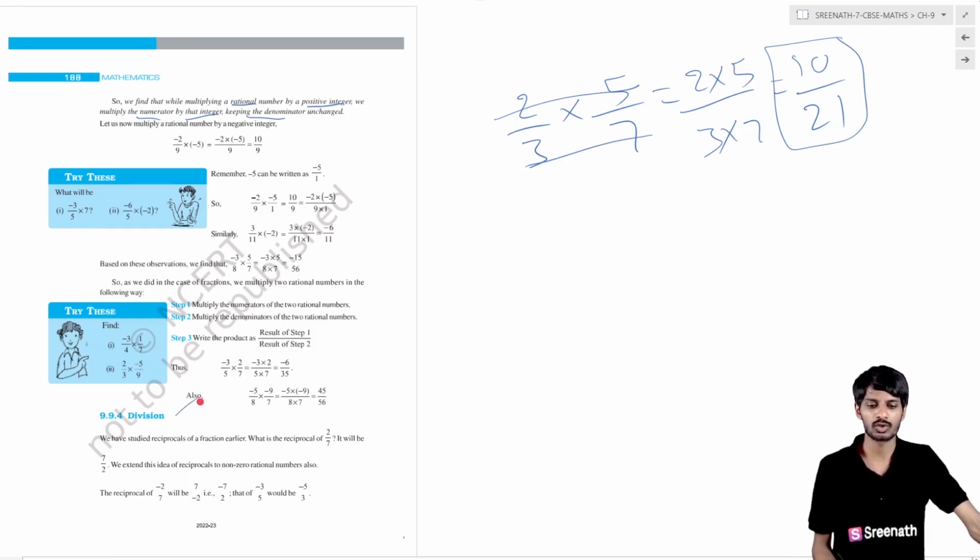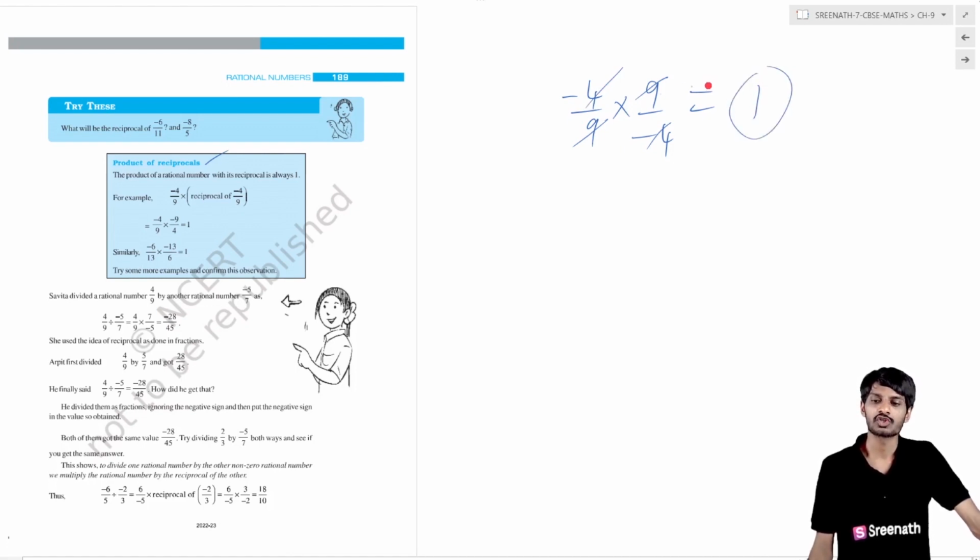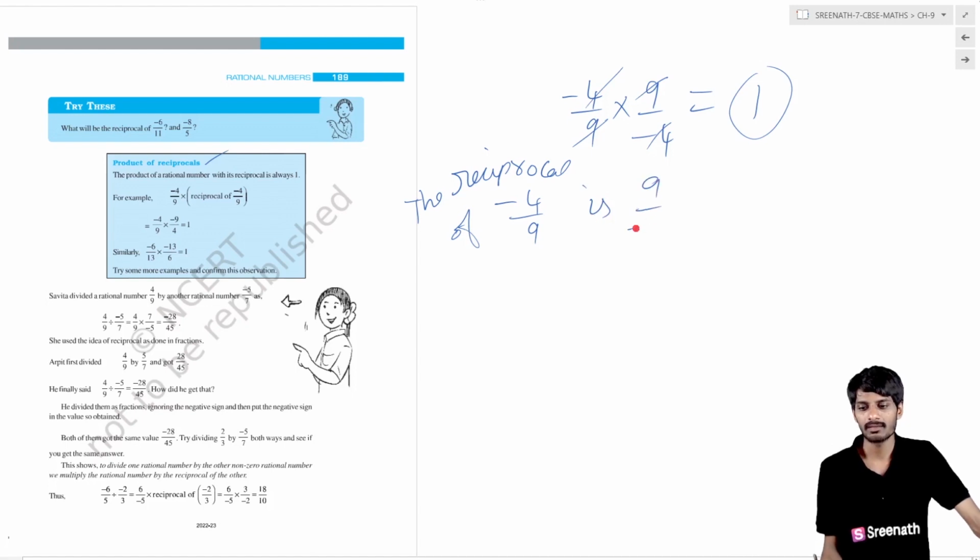And what about division in rational numbers? In the case of division, what we use is reciprocals. Basically, suppose minus 4 by 9 is there. If you multiply this with 9 by minus 4, what is the answer? The 9s cancel, and the minus 4s cancel, and we get 1. So we call 9 by minus 4 the reciprocal of minus 4 by 9.